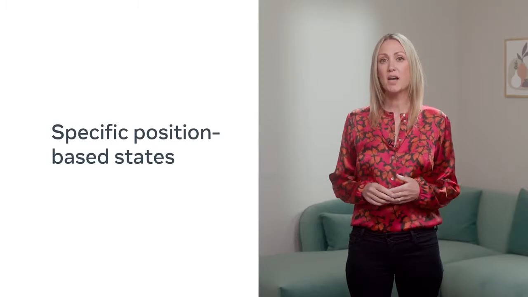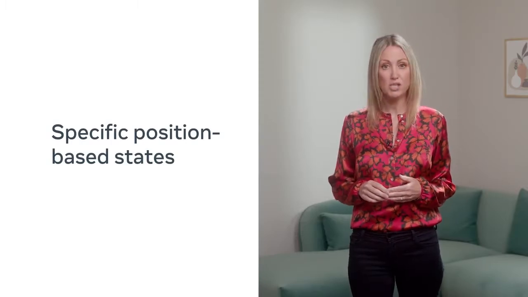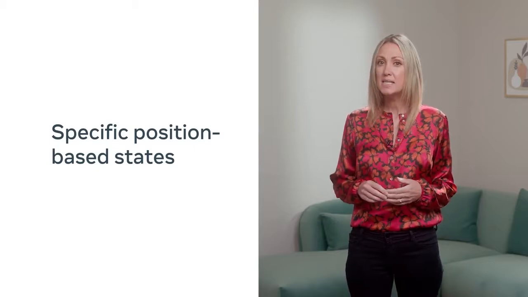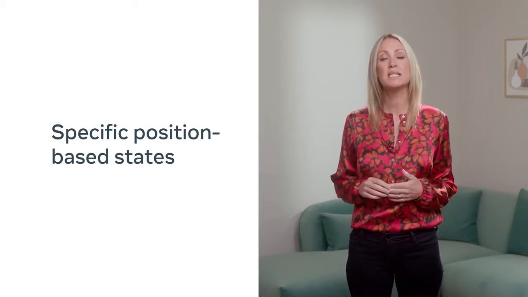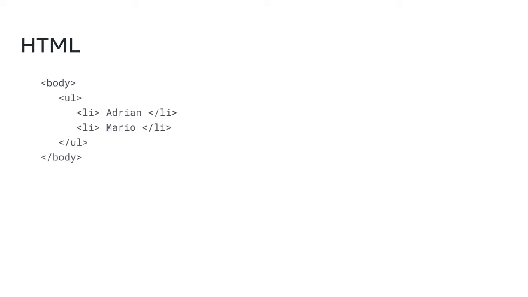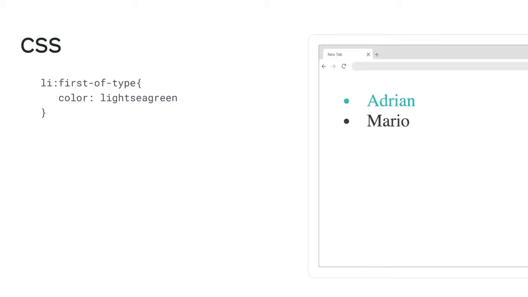Another pseudo class type that you should know about is specific position-based states. They allow you to target specific items, for instance, a specific list item among the list elements. Some examples of this type include first of type, last of type, nth of type, and nth last of type. Let's explore an example of first of type. Say you have two list items in a HTML page, Adrian and Mario. With the first of type pseudo class, you can style the first item of its type while the remaining items will not be affected.